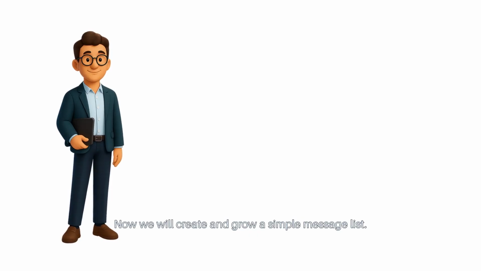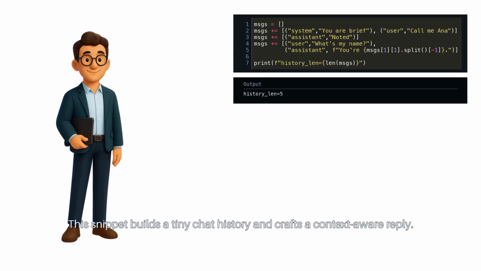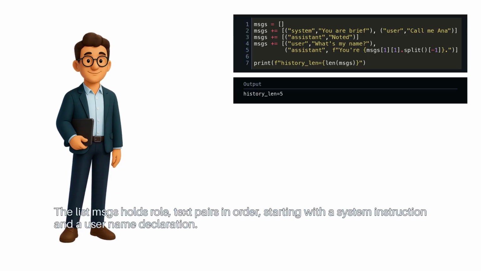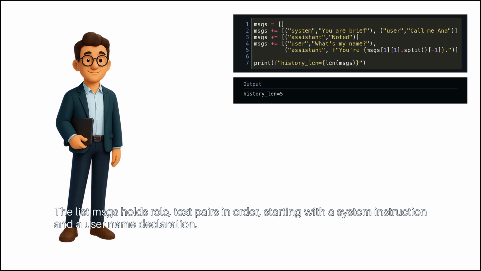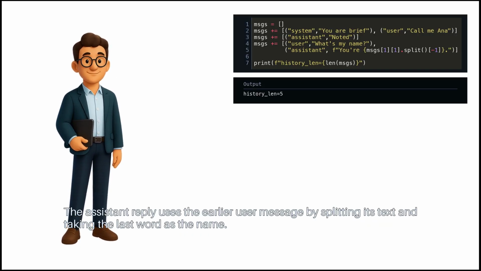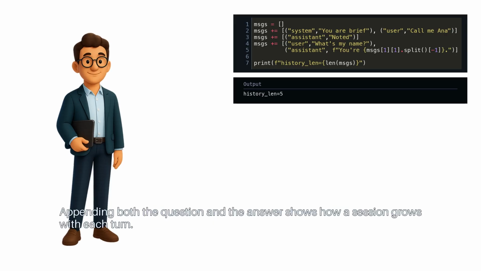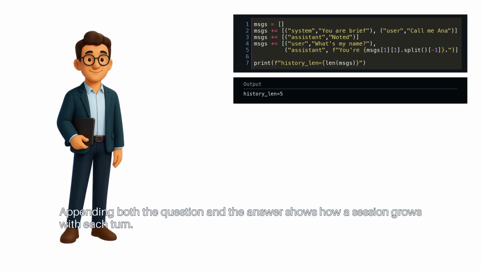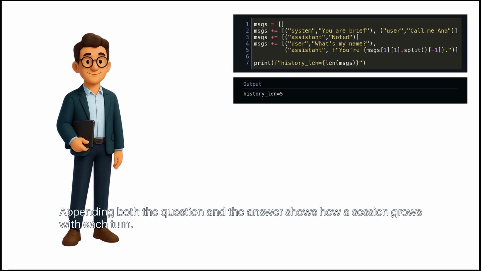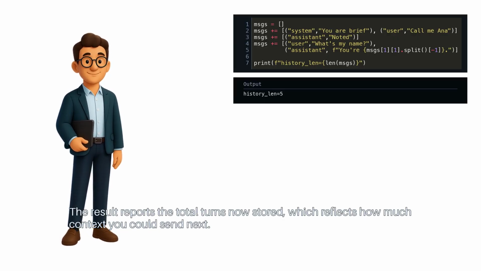Now we will create and grow a simple message list. This snippet builds a tiny chat history and crafts a context-aware reply. The list messages holds role-text pairs in order, starting with a system instruction and a username declaration. A follow-up user question is appended, asking for their name. The assistant reply uses the earlier user message by splitting its text and taking the last word as the name. Appending both the question and the answer shows how a session grows with each turn. The result reports the total turns now stored, which reflects how much context you could send next.